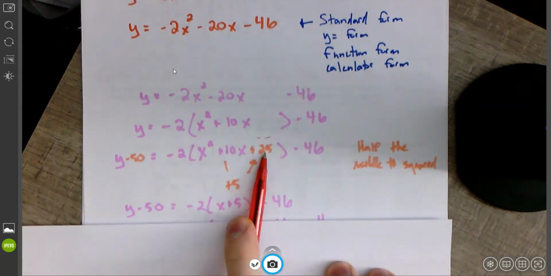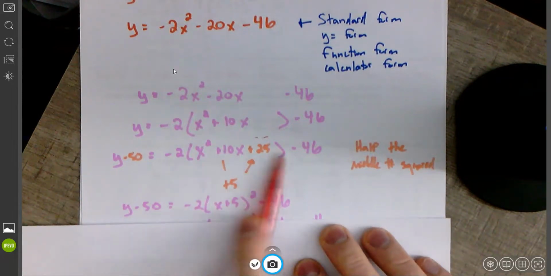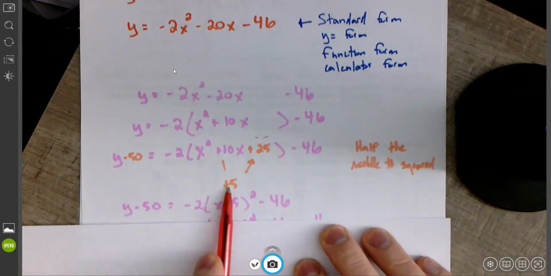What 2 numbers multiply to 25 and add to 10? Well, if we played our cards right and did the completing the square right, it's always going to be this number: x plus 5, and another x plus 5. We made it a perfect square.